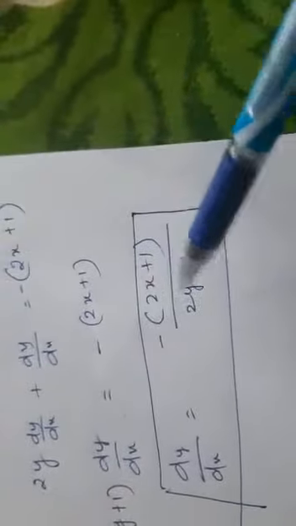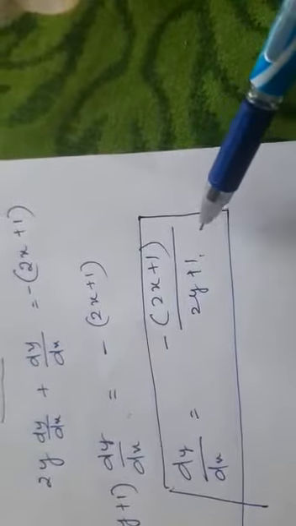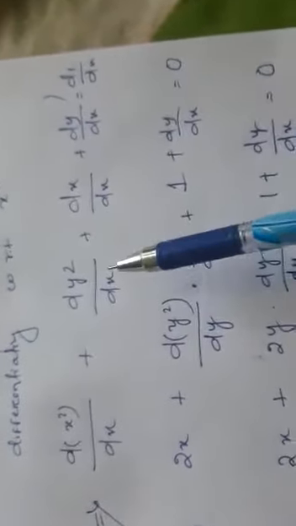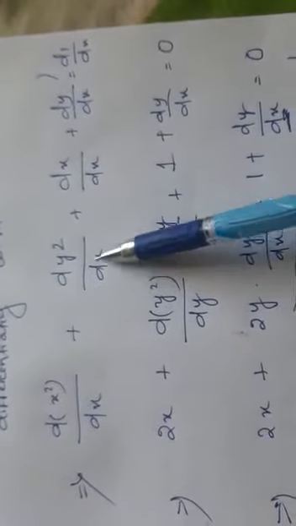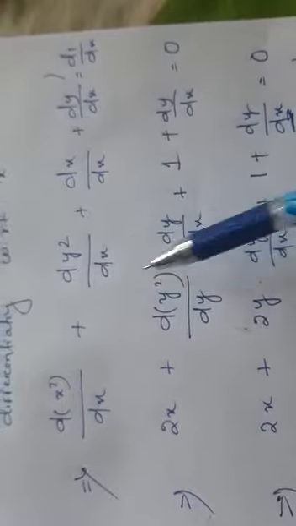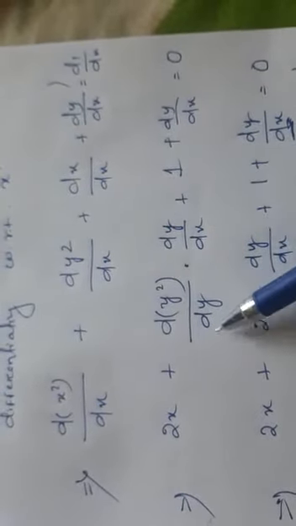So here is the answer. Dy by dx is equal to minus (2x + 1) divided by (2y + 1). Just a simple logic that you have to remember: we cannot differentiate functions of y with respect to x directly. What we have to do? We have to multiply and divide with dy.